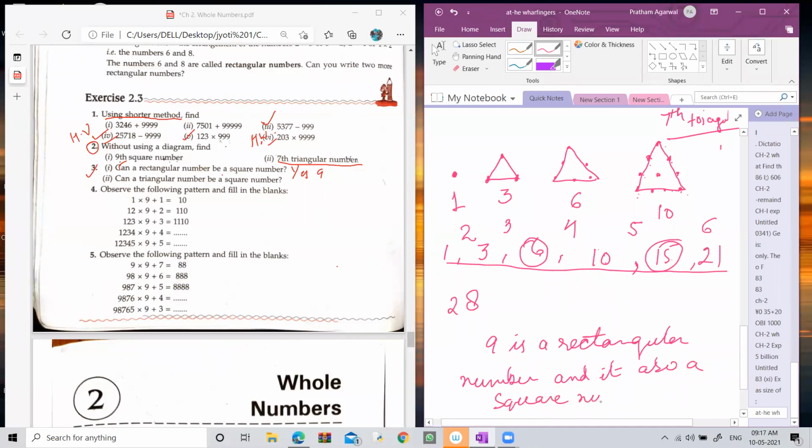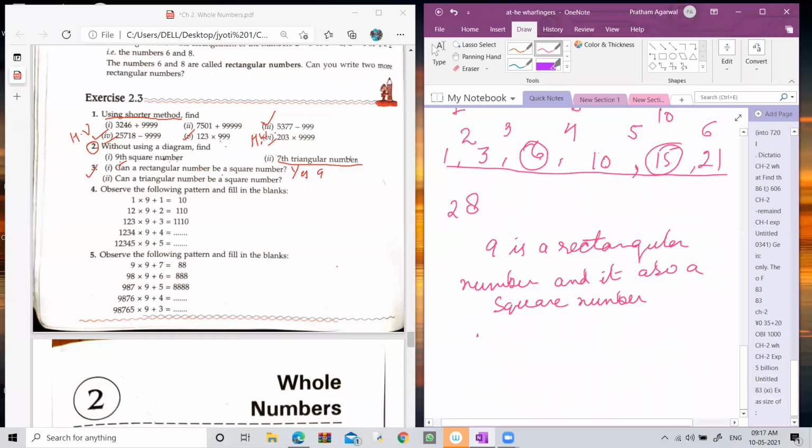How? I'm showing you how 9 is a square number. 3 dots in the first row and 3 dots in the column. So when you join all these dots, you will get a square. Okay, now count the numbers 1, 2, 3, 4, 5, 6, 7, 8, 9. That's why 9 is a rectangular number as well as a square number. Okay, so the answer is yes.